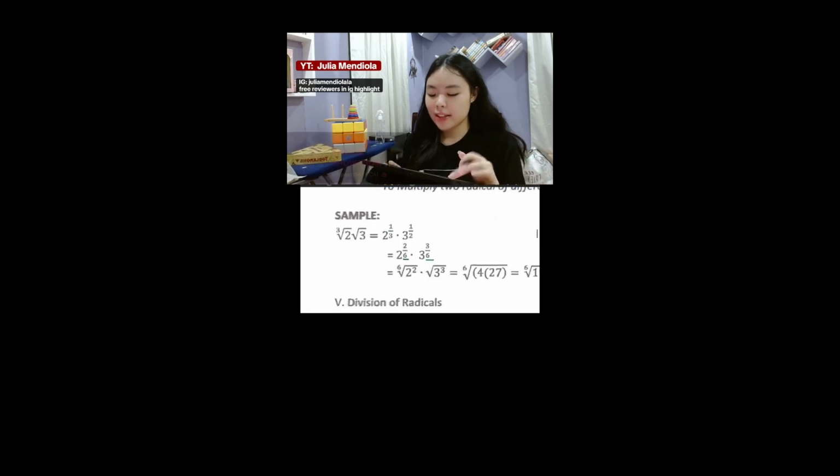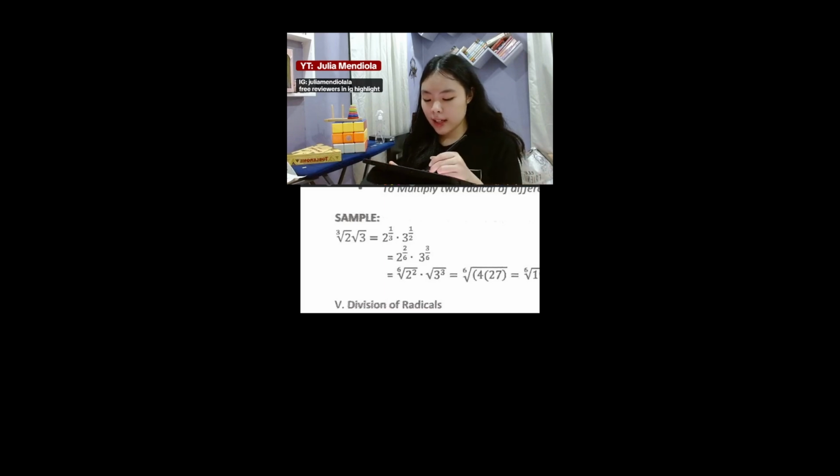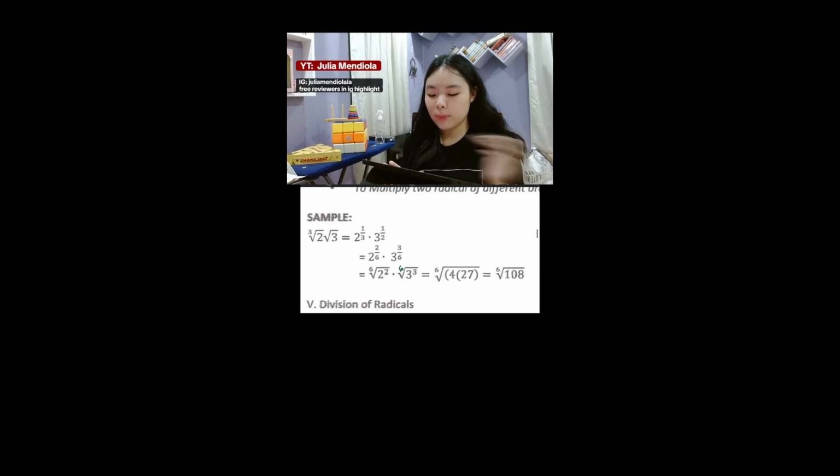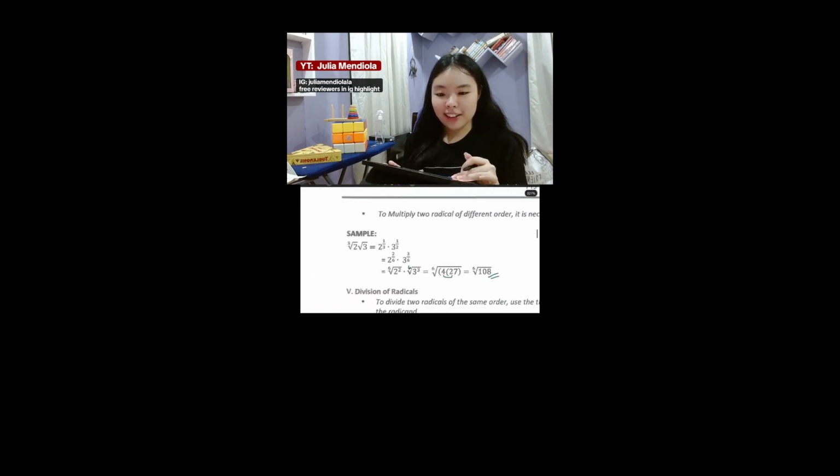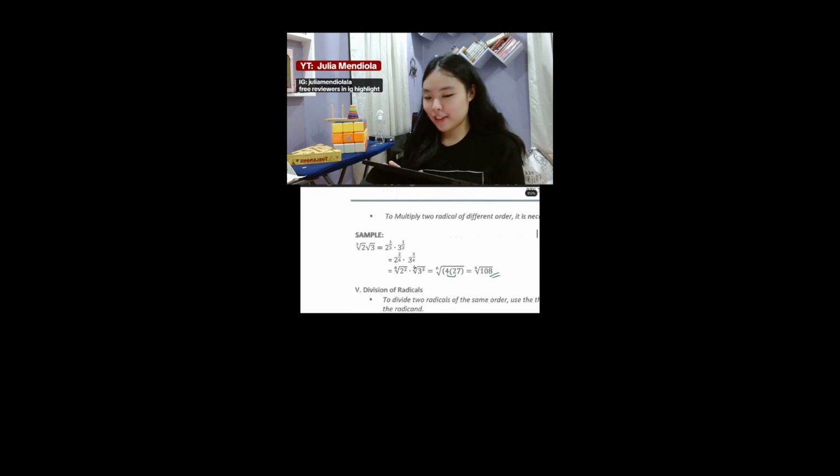Okay? So, now that you're in similar fraction form, this will be 6th root of 2 cubed and 6th root of 3 squared. Now, pwede na siya i-multiply. Pwede na siya i-multiply ang nasa loob. That will give you 4 times 27. And then this is the final answer. Okay? Oh, that was kind of hard. Did we understand that or was it kind of hard?